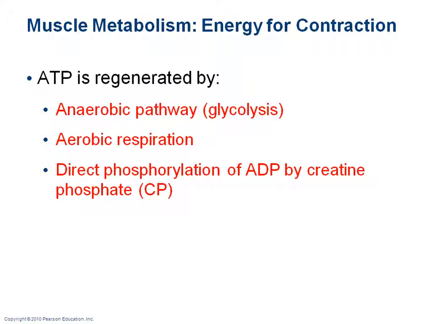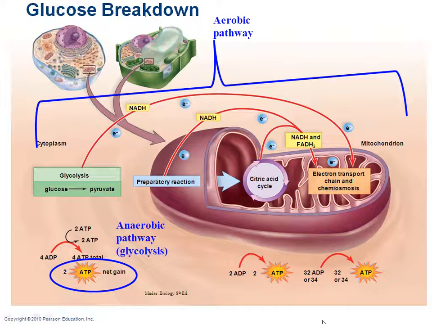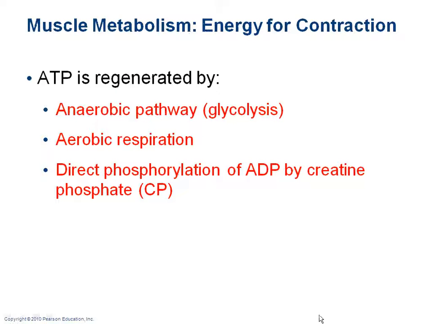So these are the three ways ATP can be generated. There's anaerobic pathway, there's aerobic pathway, there's direct phosphorylation of ADP by creatine phosphate. And these are a little bit out of order because, let me get the pen. This one actually happens first. And we'll get to a picture where we look at that in just a second.